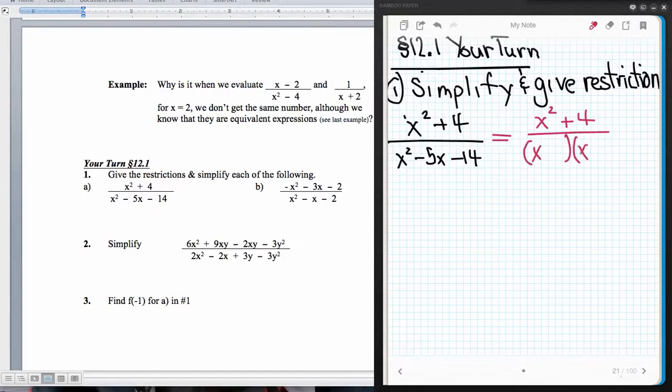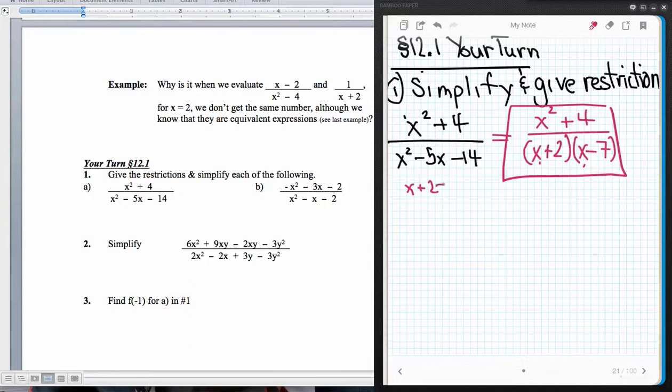The factors of 14 that give us a difference of 5 would be 7 and 2, but this time we need a negative 7 and a positive 2, as opposed to the last time we saw 14 and 5. And then from there, we can't do anything, so this one is actually simplified as much as possible. And finding its restrictions are based upon these two factors down here, so we set these equal to 0.